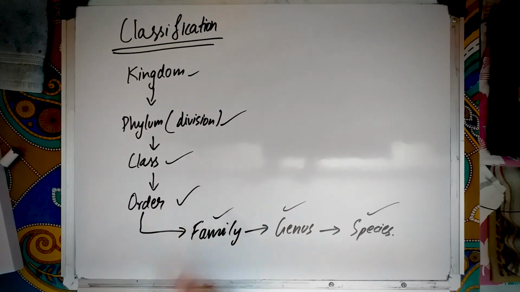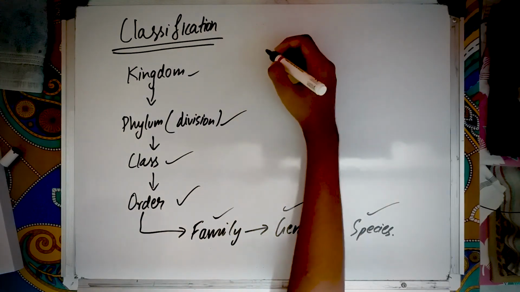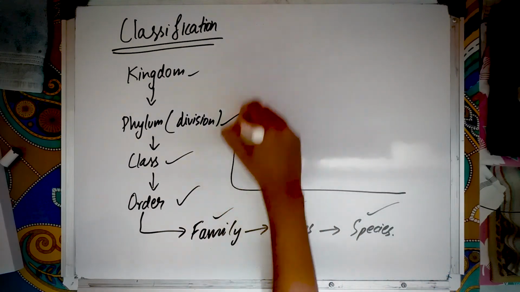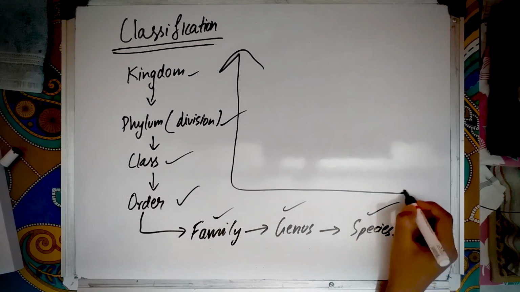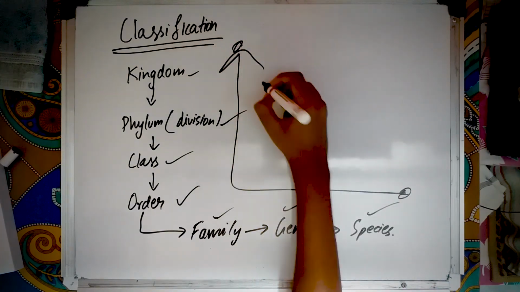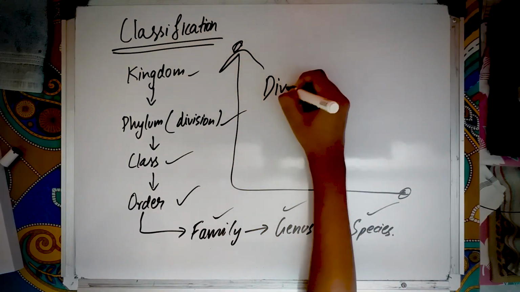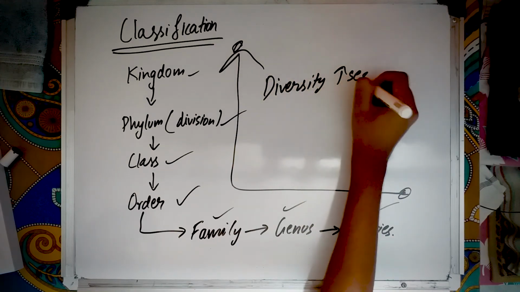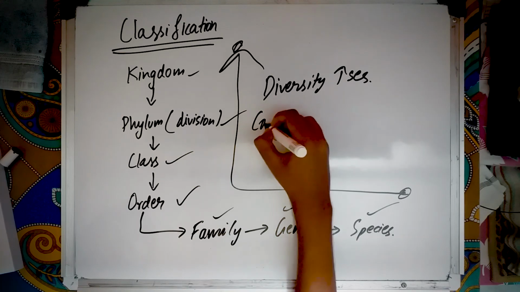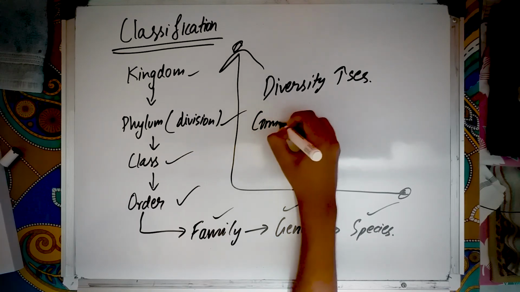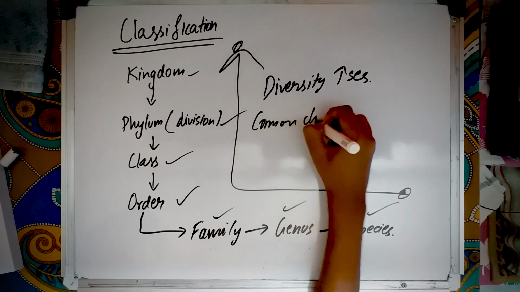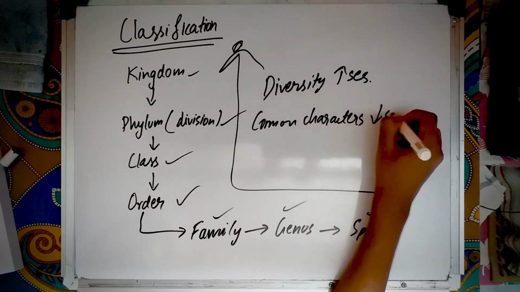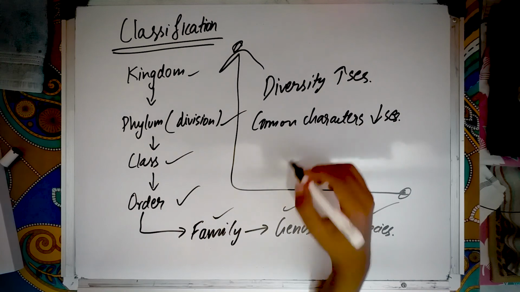An important NCERT statement is given to us. As we move up in the classification from species to the kingdom, diversity increases, but common characteristics decrease. This is an important thing.